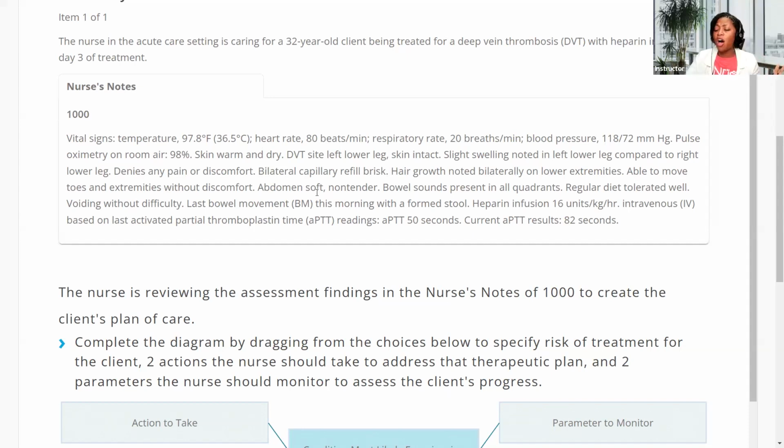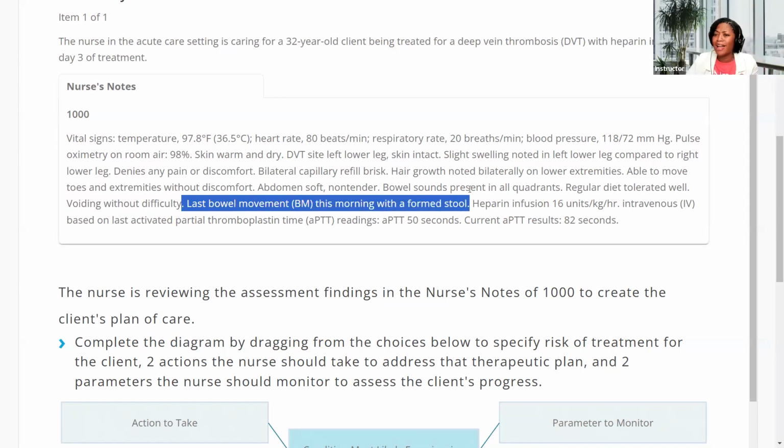The abdomen is soft, it's non-tender. So, GI wise, we're looking good. The bowel sounds are present in all quads. That's great. The diet is being tolerated. The patient is voiding fine. So, GI and GU look like they're doing good. Their last BM was this morning and it was a formed stool.